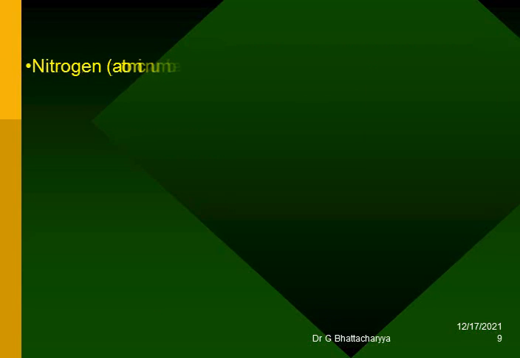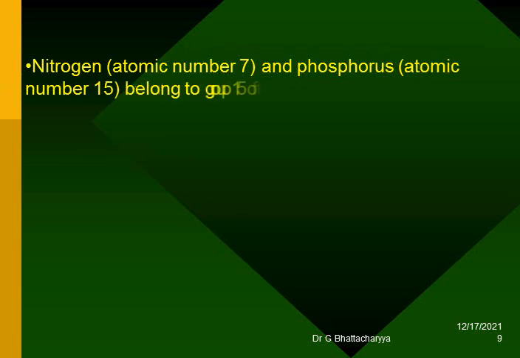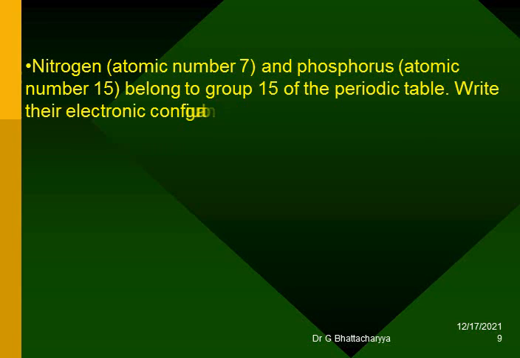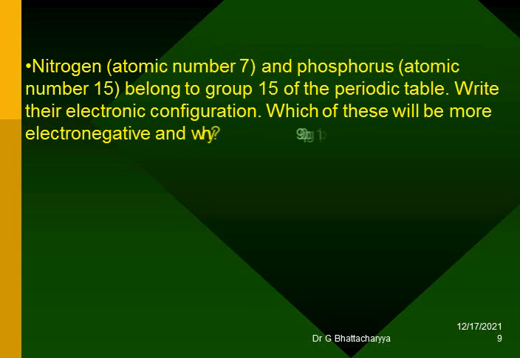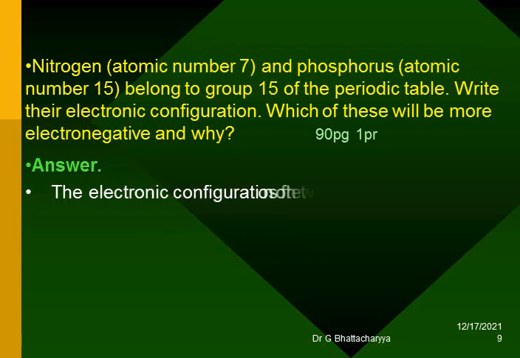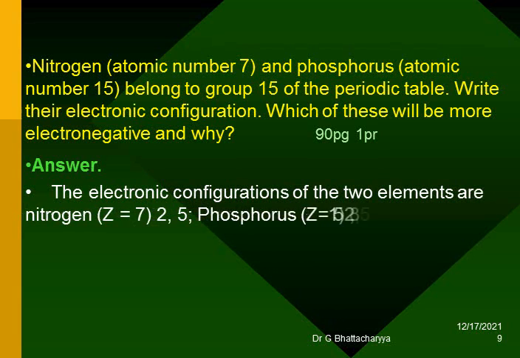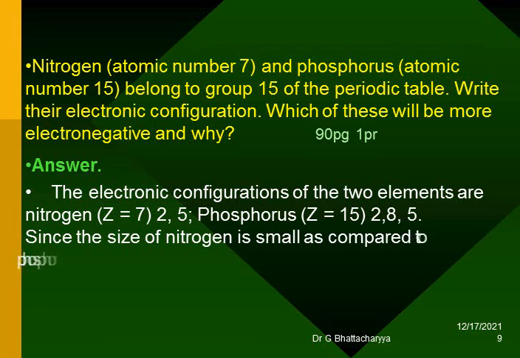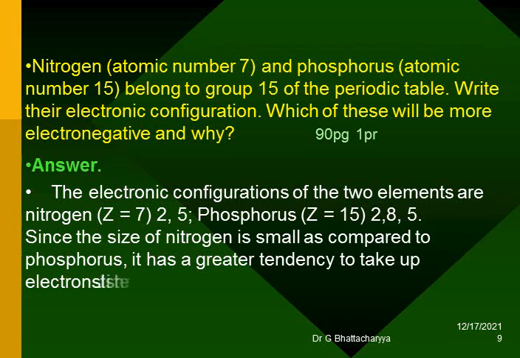Nitrogen, atomic number 7, and phosphorus, atomic number 15, belong to group 15 of the periodic table. Write their electronic configuration. Which of these will be more electronegative and why? The electronic configurations of the 2 elements are: nitrogen, Z equals 7, 2, 5; phosphorus, Z equals 15, 2, 8, 5. Since the size of nitrogen is small as compared to phosphorus, it has a greater tendency to take up electrons. Therefore, it is more electronegative.